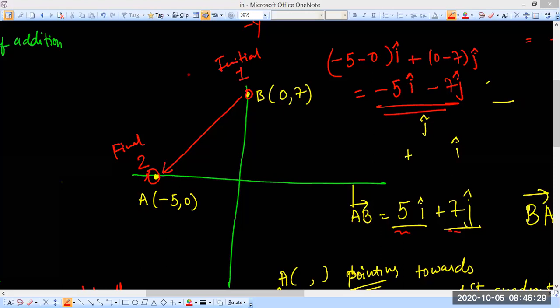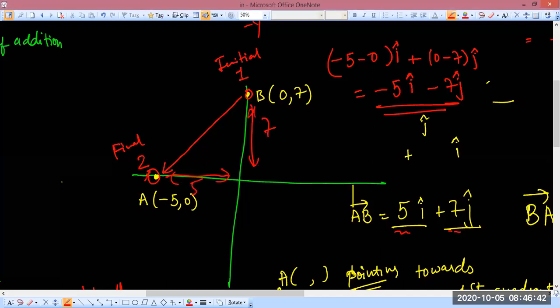I personally think that if you draw this arrow, then it's quite clear that this is 5 and this is 7. And which side does this go? That is downward and left side. So clearly -5 i caret -7 j caret.